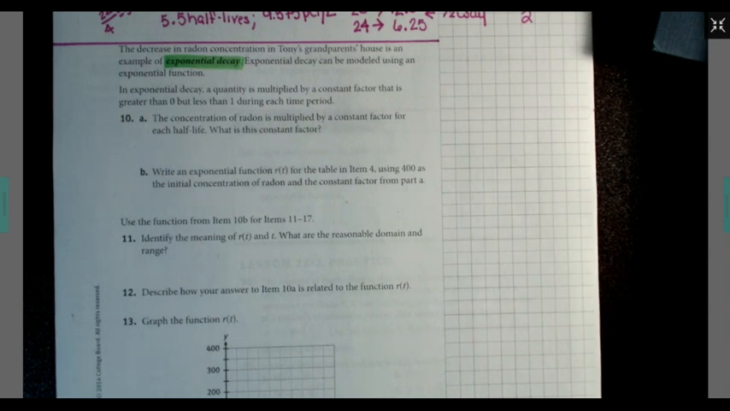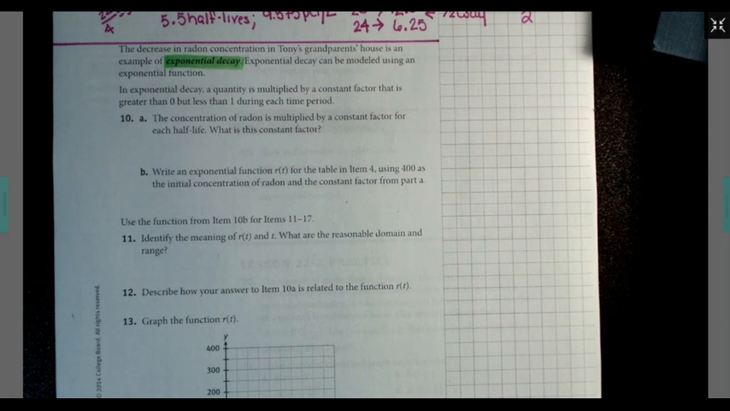Questions 10 to 14. The decrease in radon concentration in Tony's grandparents' house is an example of exponential decay. Exponential decay can be modeled using an exponential function. In exponential decay, a quantity is multiplied by a constant factor that is greater than 0 but less than 1 during each time period.